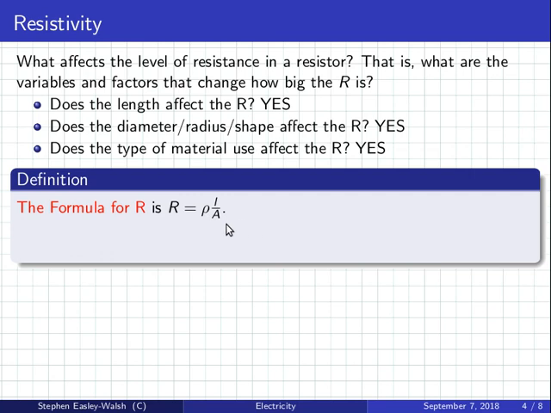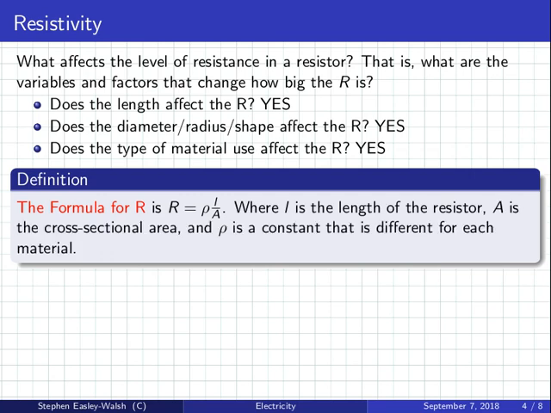Now what's interesting is the area. If the area is bigger, it actually makes the resistance smaller. So if you have a bigger area, it actually lets the current pass through more easily. Okay. L is the length, A is the area, and rho is a constant. And we'll talk about that constant in a moment. So you can write this formula down, and just write down what each letter represents.